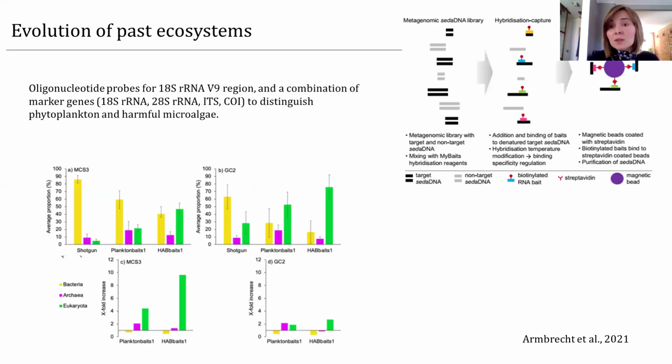And that's an example of this kind of study where authors developed probes targeting a specific group of organisms. Here it was phytoplankton and specifically harmful microalgae from Tasmania. These are plankton baits, referring to these planktonic probes. Here are these harmful algae probes. And you see that using these probes increased the amount of DNA and the proportion of DNA in the samples. So it was really efficient in detecting the group of interest.